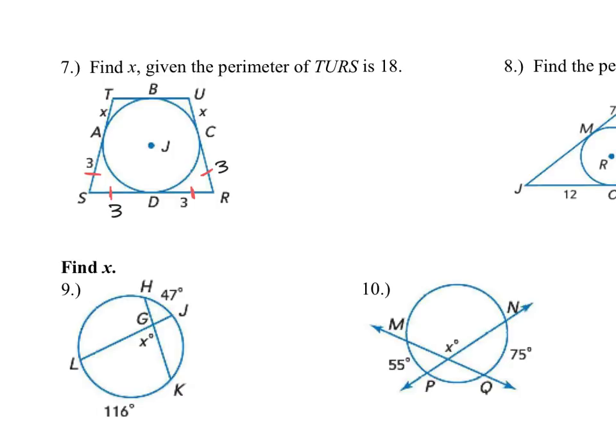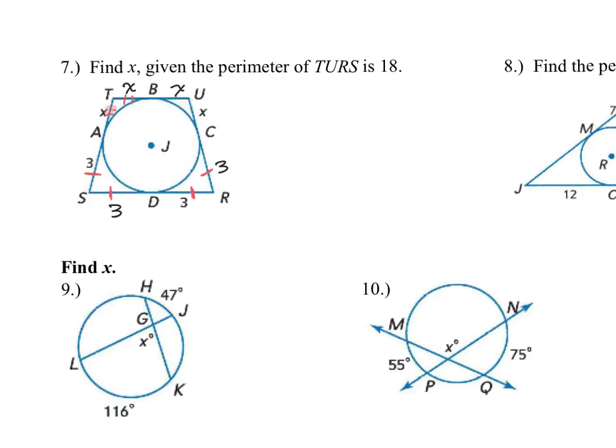Okay, same thing holds for segment TA and TB. TA and TB are segments that are tangent to a circle from the same exterior point. So that means that segment TA is congruent to segment TB. So we can call segment TB x. And the same thing is true here. Segment UC and segment UB are segments tangent to the circle from the same exterior point, so they both measure x. All right, so I think that's the hint you need to finish this problem.